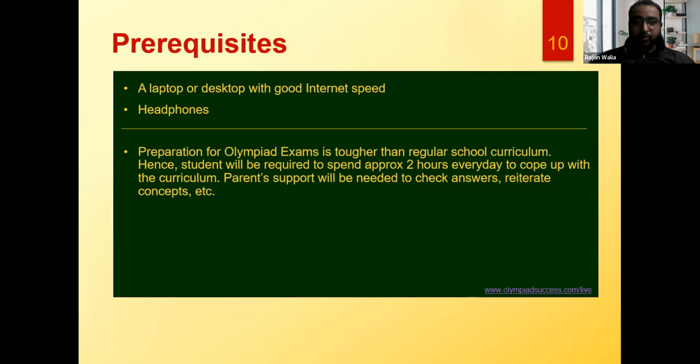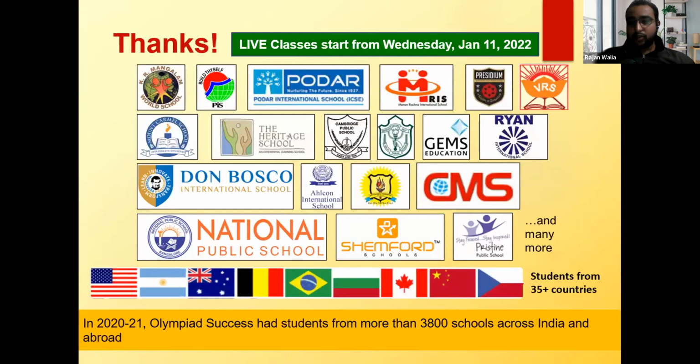To join this course, you need a laptop with good internet speed and headphones. And as many of you already applied in the level 1 exam, you know you need to prepare for the Olympiads. So you need to spend approximately 2-3 hours every day to cope with the curriculum. Now, the live classes for this course are going to start from 11th of January. Currently, we have students from 3,800 schools, and we are catering in 35 plus countries. So this is about this course, students.